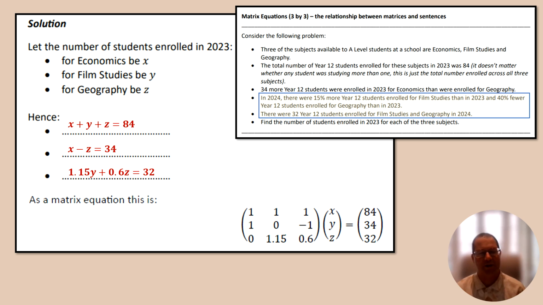And then for our final equation, the coefficient of X is 0. The coefficient of Y is 1.15, the coefficient of Z is 0.6, and the answer is 32.